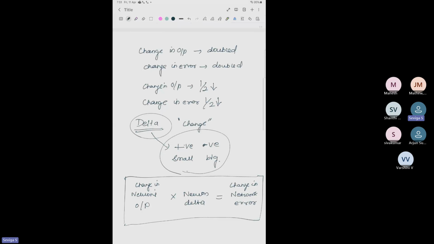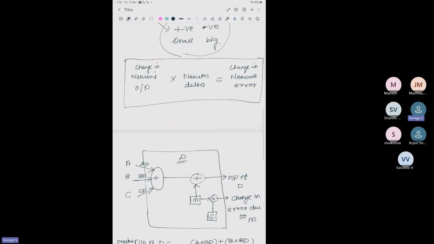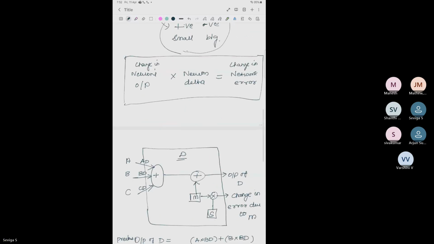So the relationship between the change in network error and the change in neuron output is that the change in neuron output multiplied by the neuron delta will give you the change in the network error. We saw it as a formula, and now we are seeing it in a pictorial form.